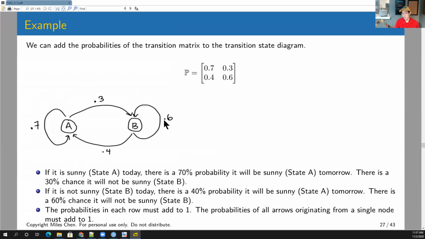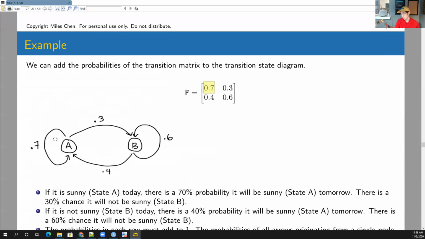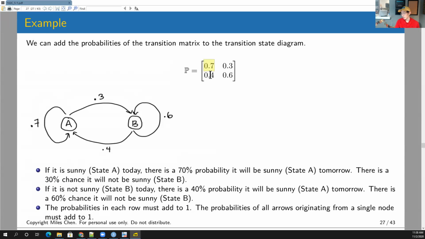So we can add the probabilities, or the transition matrix, to the state diagram. So here is the transition matrix. So this is 0.7. If you label these, this top row is for currently in state A, and the second row is currently in state B. And then this first column is transitioning to state A, and the second one would be transitioning to state B. So this one, 0.7, represents starting in state A and ending up back in state A. So this arrow gets labeled 0.7. This 0.3 is starting in state A and transitioning to state B.